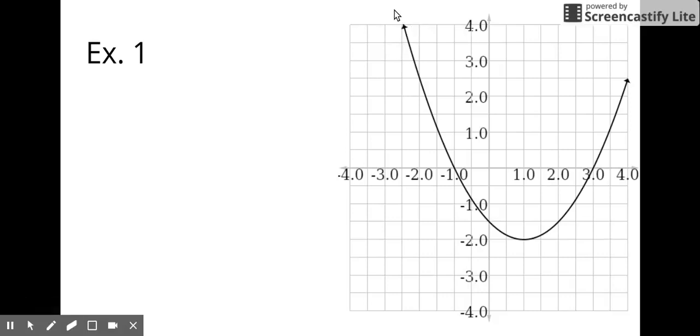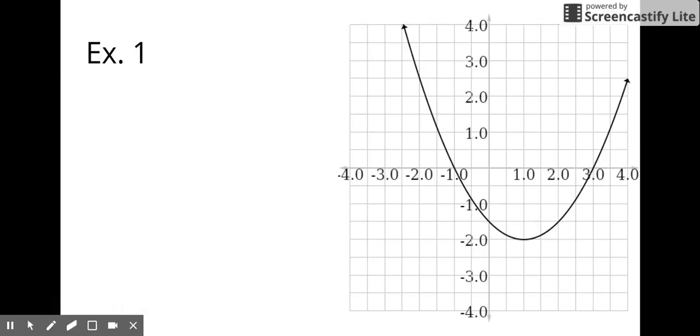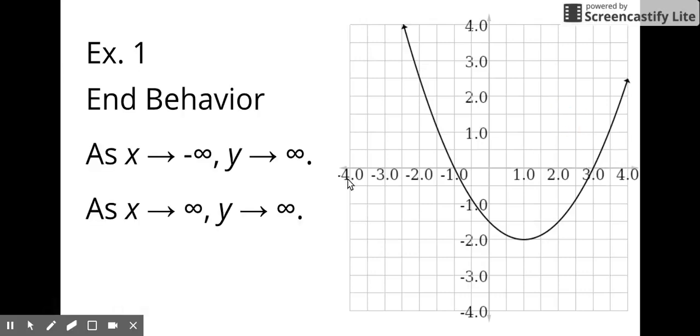So this arrow means y's keep going up and x's keep going to the left. So as x goes to the left, it's approaching negative infinity. And as x keeps going to negative infinity, y keeps going up to infinity. So we're going to write that as x goes to negative infinity, y goes to infinity. And then over here, as x goes further right, it's approaching infinity. And as x approaches infinity, y also approaches infinity.